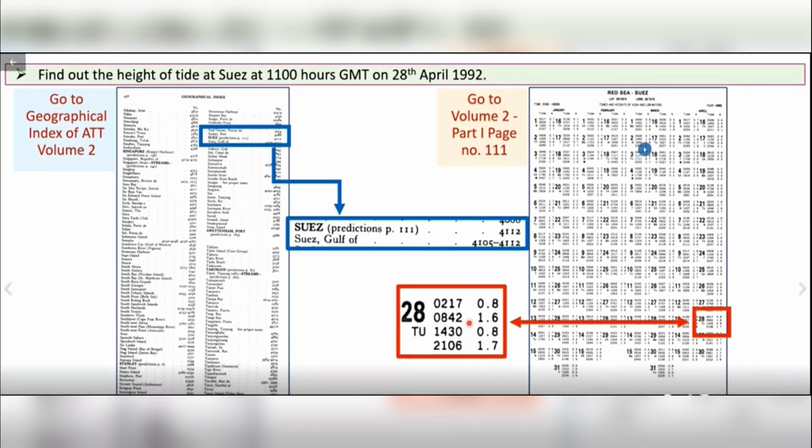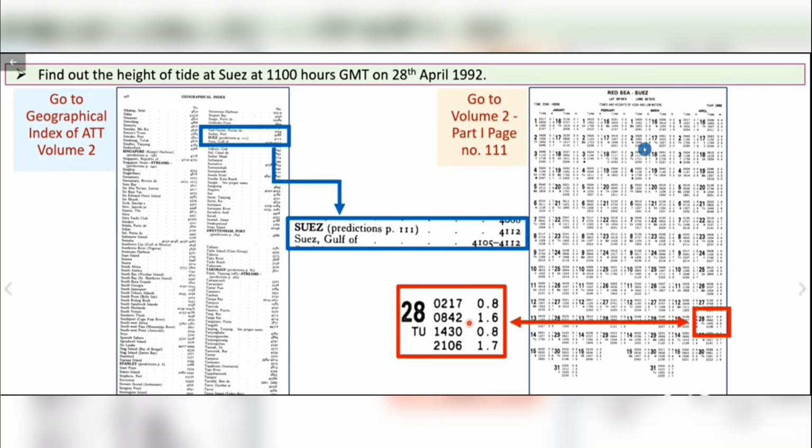Okay, so just note down this question in your notebooks, beta, and note down these heights and times of tide for Suez on 28th April. Let me know once you are done and we'll proceed ahead. Don't copy it from the screen, pick it up from the tide tables.